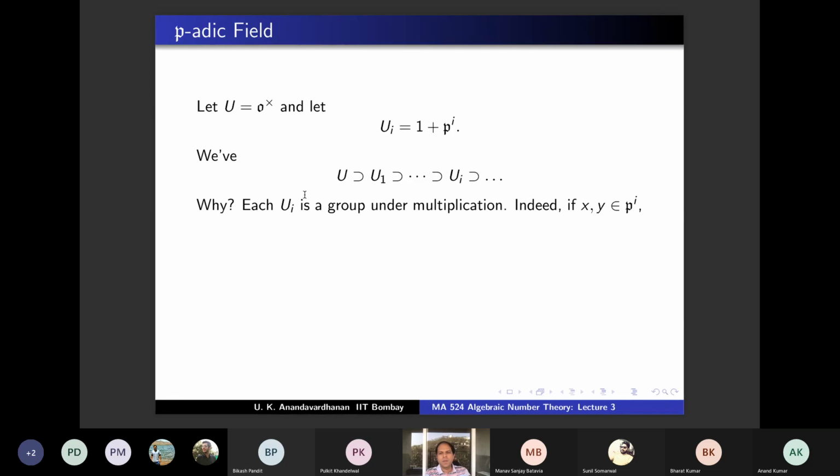If you take x and y in p power I, so if you take two elements, they will be of the form 1 plus x and 1 plus y, where x and y are in p power I. So you take the product 1 plus x times 1 plus y. What is the product? It will be 1 plus x plus y plus xy. In particular, it is 1 plus x plus y mod p power I plus 1.